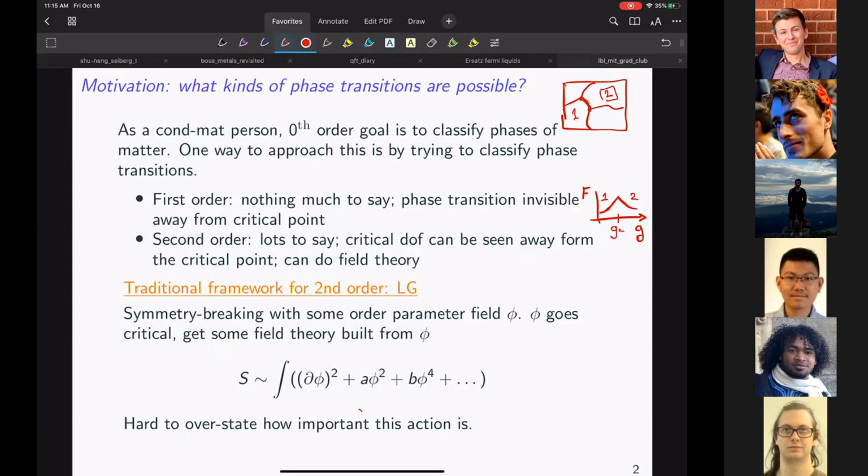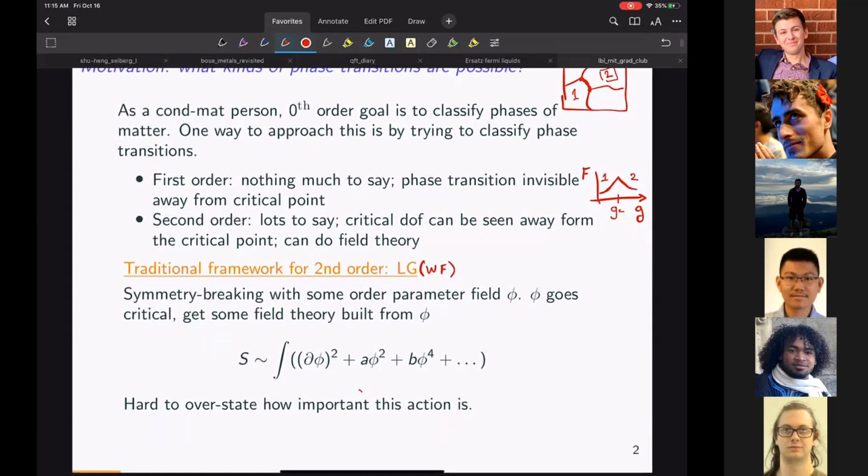So the traditional framework for understanding second order phase transitions is Landau-Ginsburg. Maybe I should add Wilson-Fisher here. Landau-Ginsburg-Wilson-Fisher theory. And Landau-Ginsburg is as follows. You assume that the two phases that you're interested in differ by some spontaneous symmetry breaking, right? So you have some symmetric phase, and then you have some spontaneous symmetry breaking phase, and there's some operator which is charged under the symmetry that gets an expectation value.